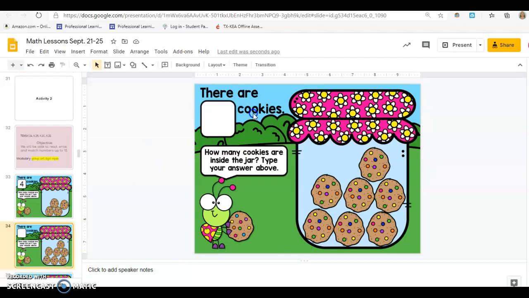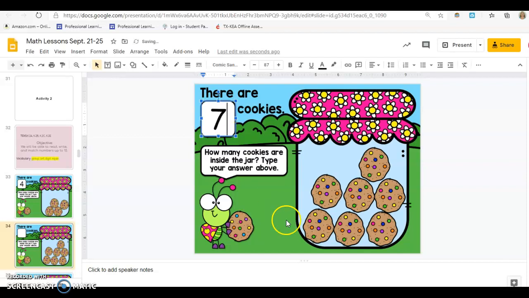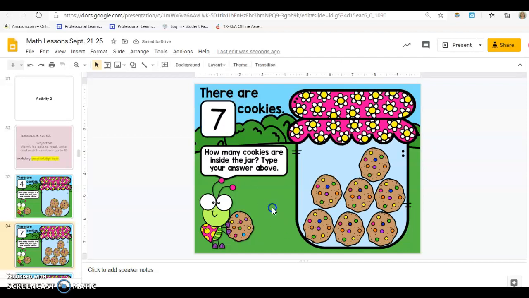There are blank cookies. I'm going to count them. 1, 2, 3, 4, 5, 6, 7. So I'm going to click on this square, and when I see that it has the little blue squares, that means I can type my answer. And I will type the number 7 because there are 7 cookies in the jar.